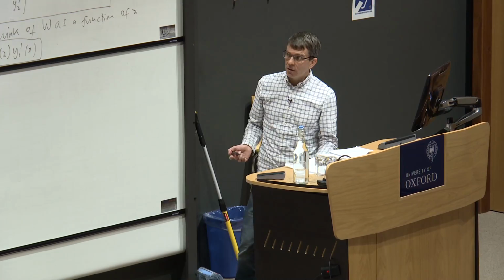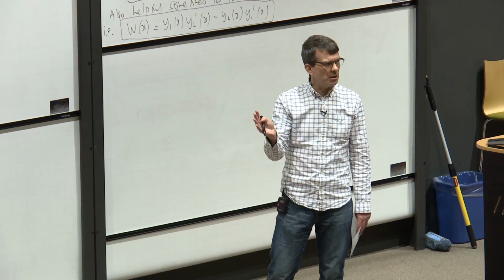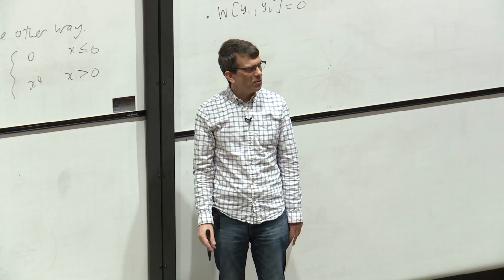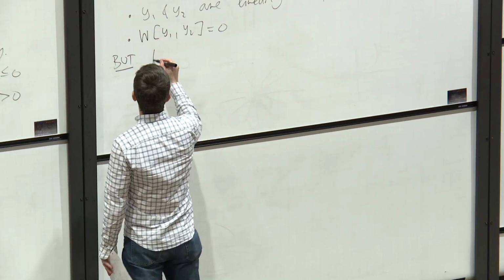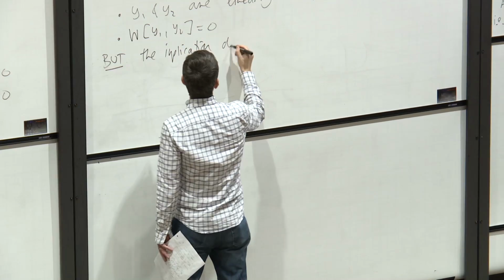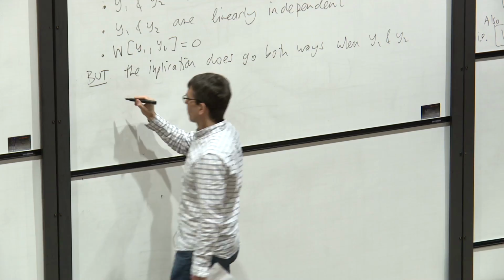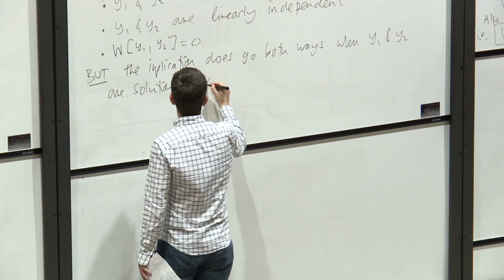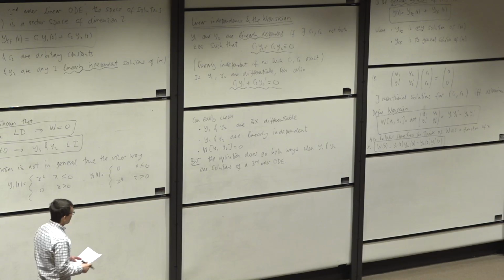So in general, this implication doesn't go in both directions. But luckily for us, in the cases we're really interested in, y1 and y2 are not just any two old functions that you pull out of the air, like these two, but they are actually two solutions of a second order ODE. And in that case, this implication does go in both directions.